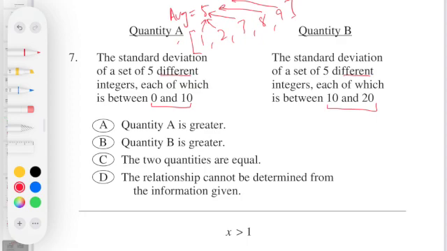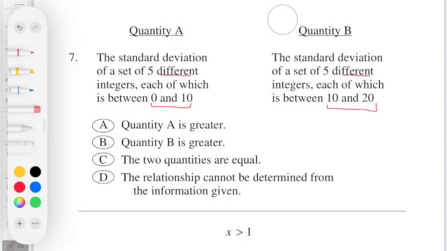and then we add that all together. So I see right away that there are just so many different options here because you have 5 integers, but there are 11 different numbers that could be in the set. But let's just try an example just to see what happens, just so we can kind of figure out where we might be looking when it comes to the answer. So quantity A, the standard deviation of 5 different integers between 0 and 10.